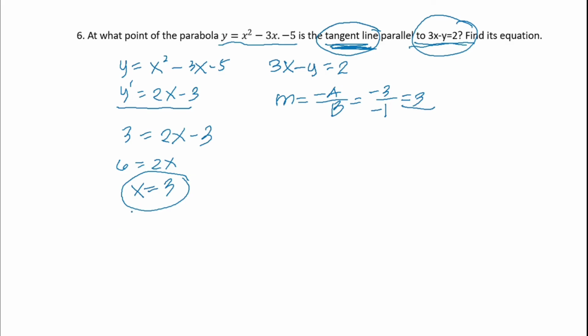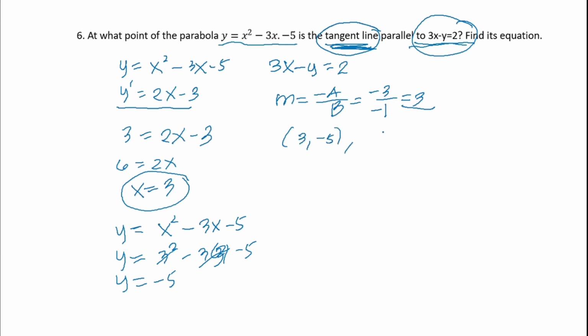Next, we need to find the point and the equation of the tangent line parallel to this part. So in order to find the y, y is equal to x squared minus 3x minus 5. So y is equal to 3 squared minus 3 times 3 minus 5. So this will become y is equal to negative 5. So the point here now is 3 and negative 5, which has the slope of 3.